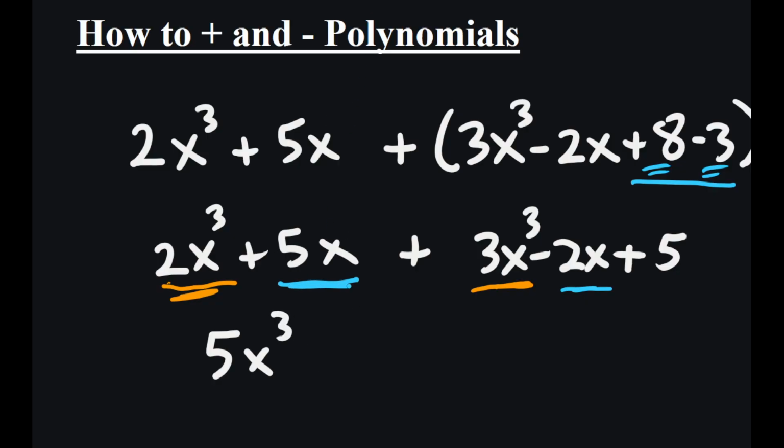Now this one, what is 5x minus 2x? What's 5 minus 2? That's 3. So 5x minus 2x is 3x. So positive 3x. And then we are left with this positive 5 here, so plus 5.